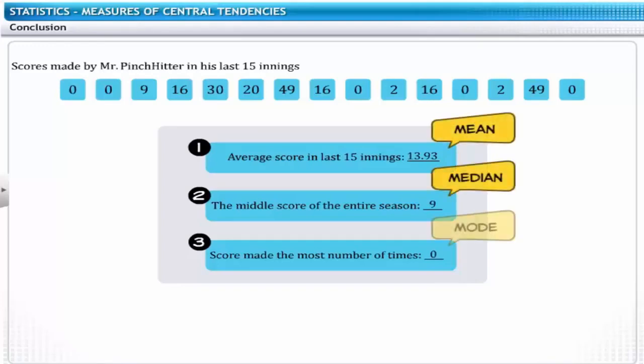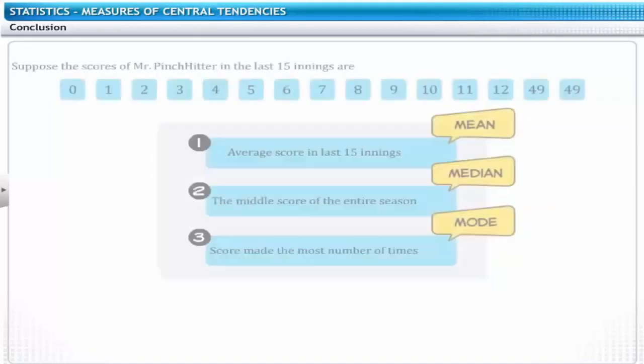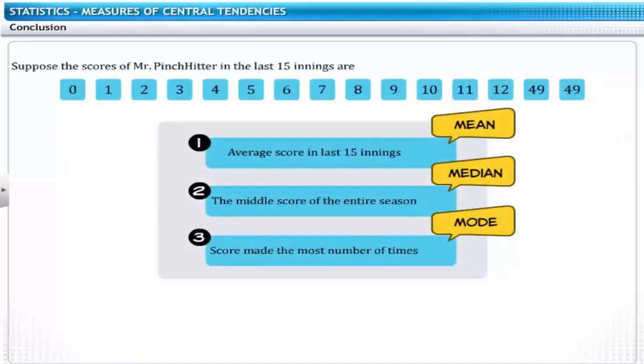Mean, median, and mode together are called the measures of central tendencies of data. They help us to better interpret data, but they are affected by the distribution of data and thus should be considered with other information. Now, suppose the scores of Mr. Pinch Hitter in the last 15 innings are as shown here. Which central tendency would he choose this time to project a good performance?